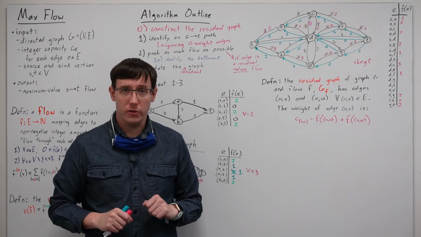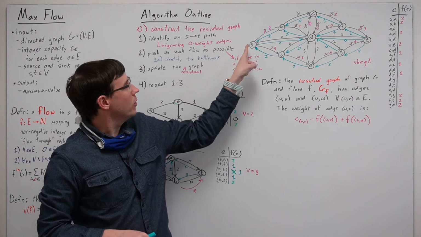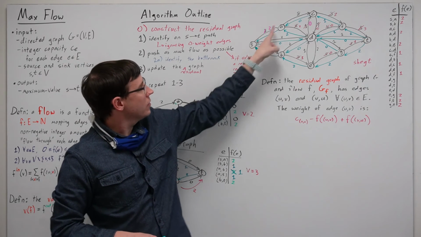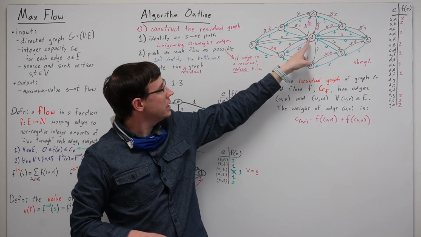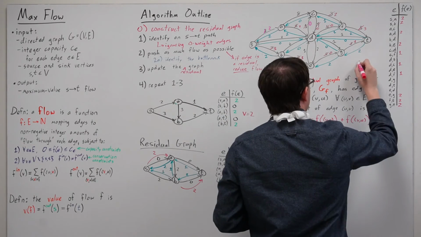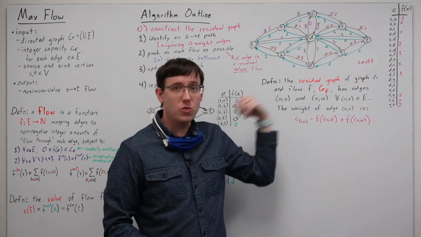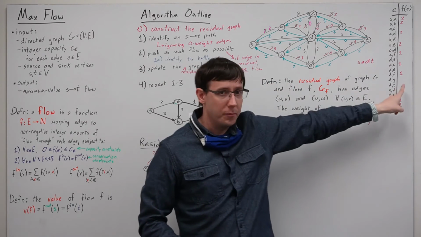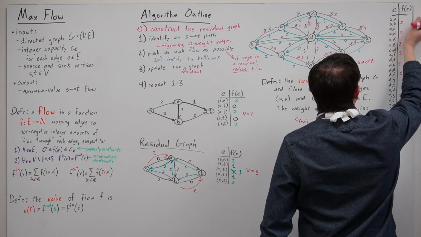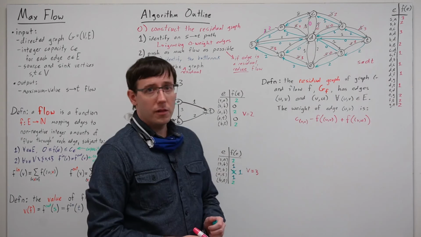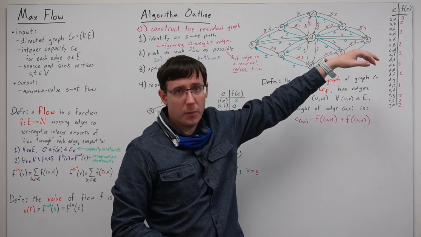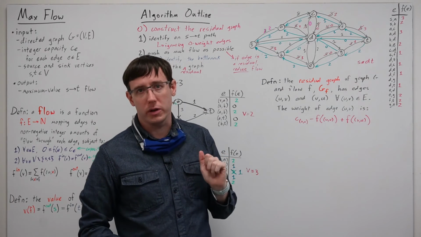And now we search for another ST path. Let's suppose we find S to A to D to T. We have a bottleneck of 1, so we will push 1 unit of flow and update our flow table. Then we reduce our forward capacities and increase our backward capacities.